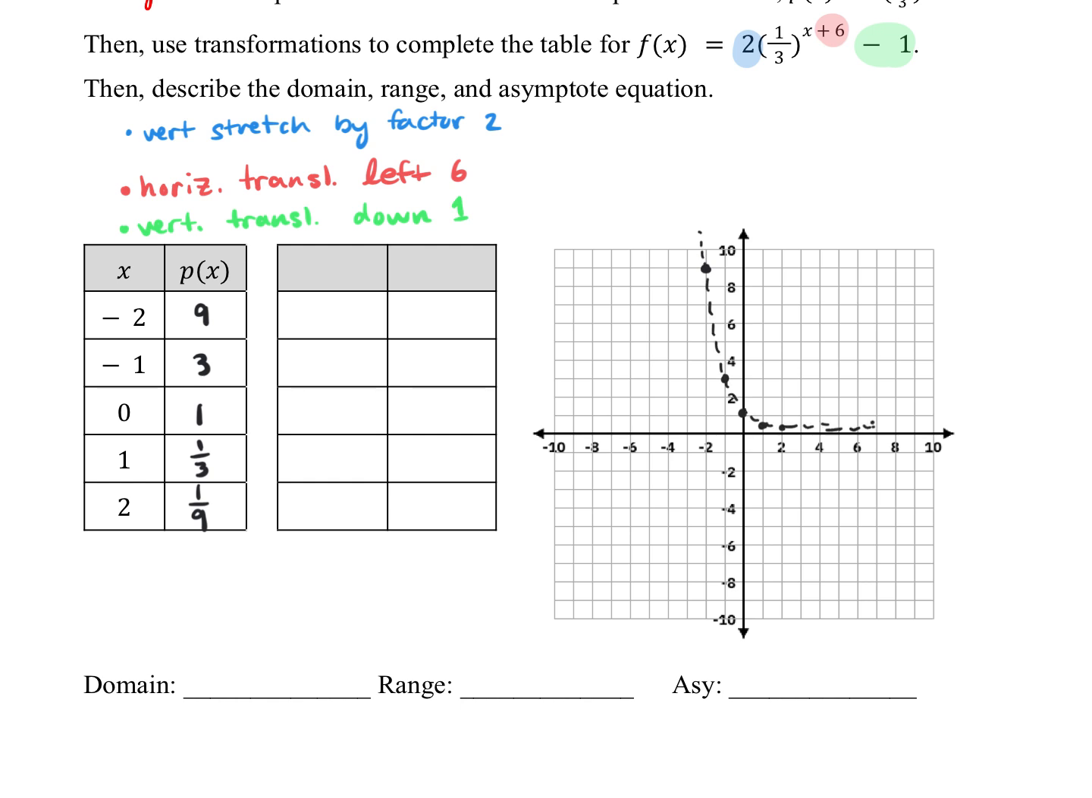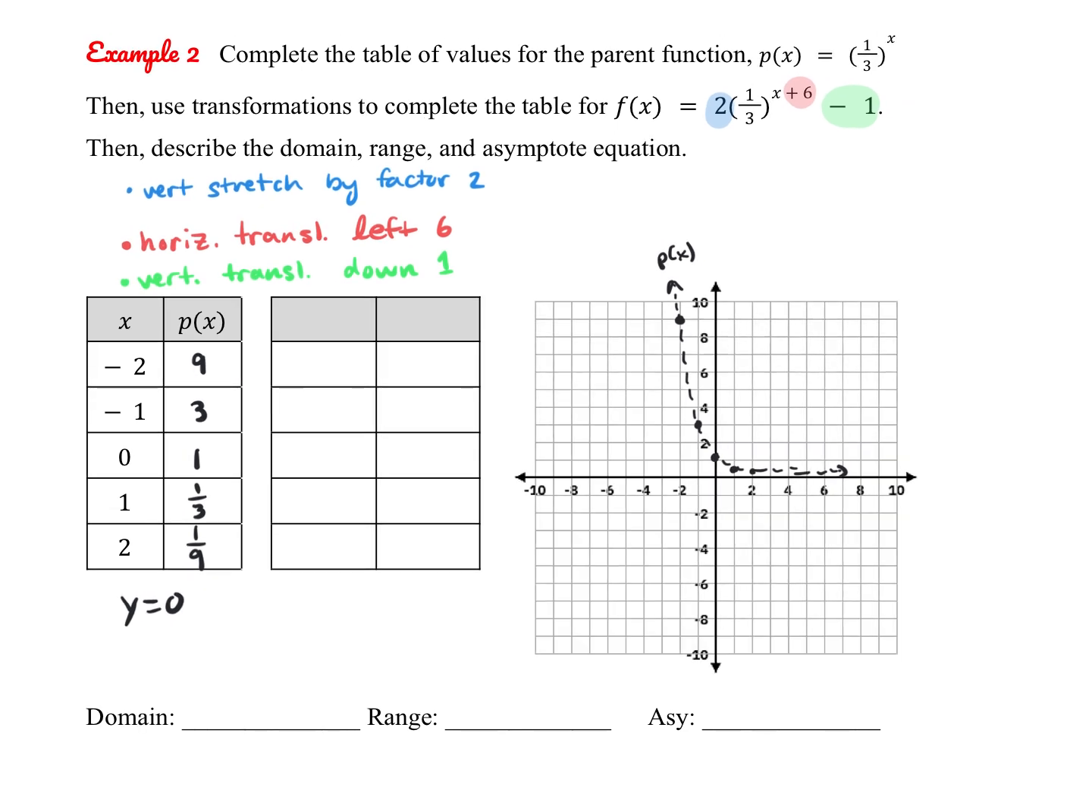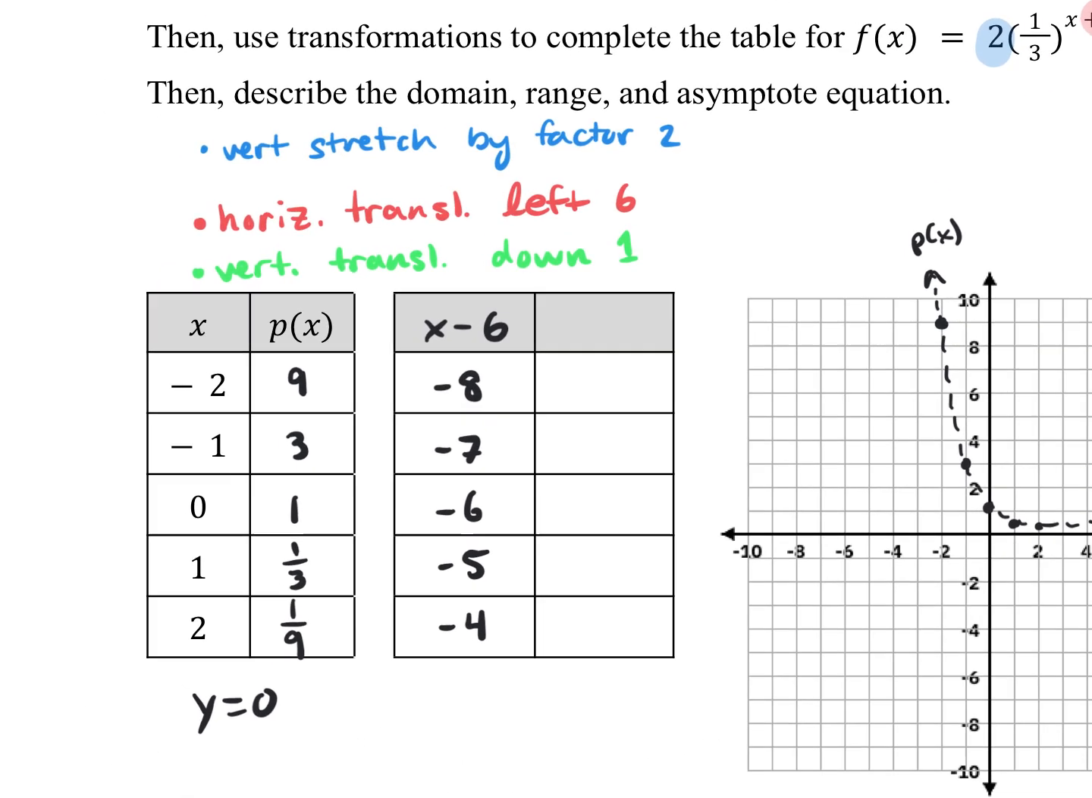So it does something like this. Again, this is my parent function, and we know that there is a horizontal asymptote at y = 0. So to transform my coordinates, I do have a horizontal change this time. If I want to shift a coordinate to the left, I need to subtract 6 from it. So this will become -8, -7, -6, -5, and -4. Again, I'm taking the x values from my parent function, and I'm subtracting 6, which should shift it to the left 6.